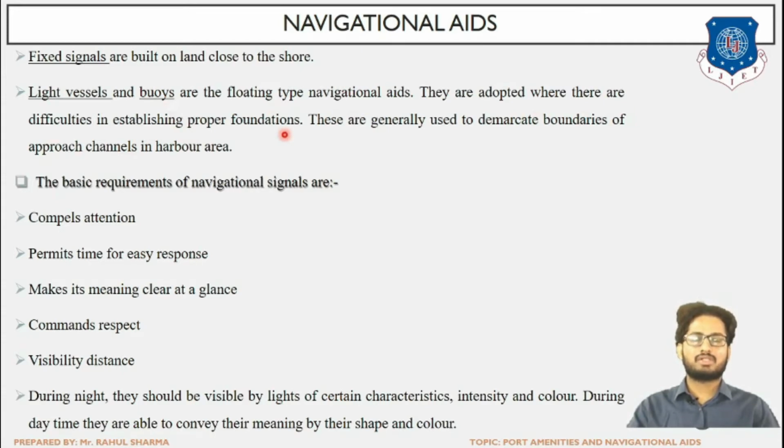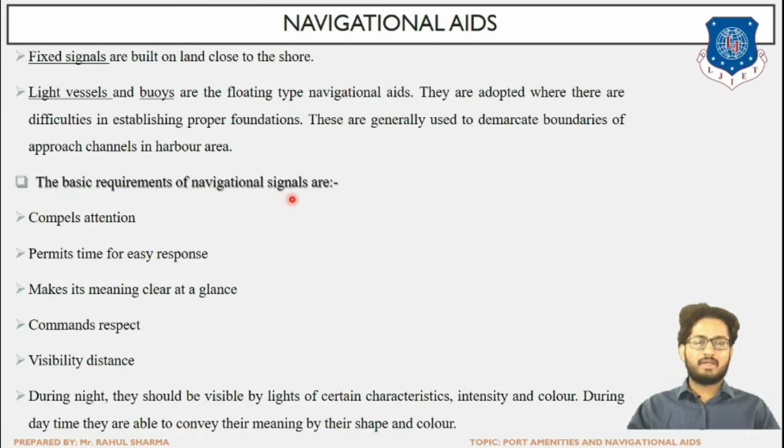So if we want to construct a fixed type navigational aid, but proper foundation with sufficient load taking capacity is not available, then we cannot build a structure there, and so we might have to move from fixed navigational aid to floating navigational aid. The buoys are generally used to demarcate boundaries of the approach channel in harbour area. So basically on both the ends of the channel, to make sure that they give a specific idea regarding what is the entrance to the harbour.